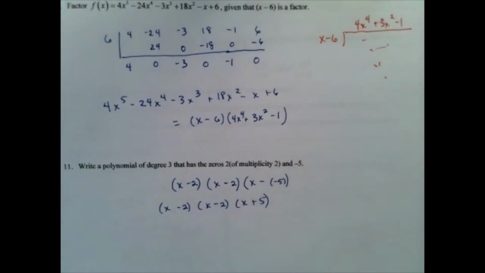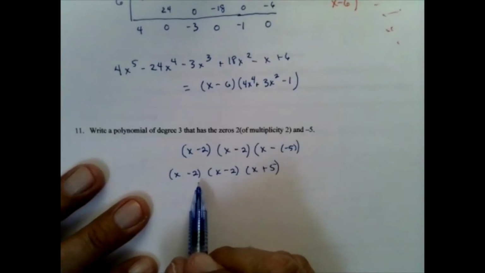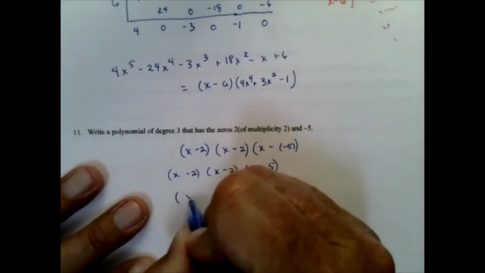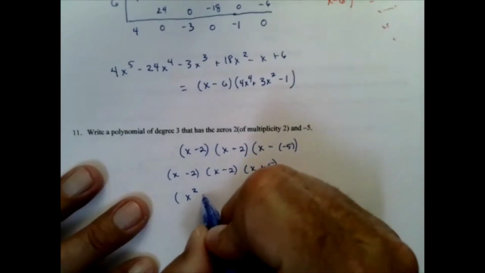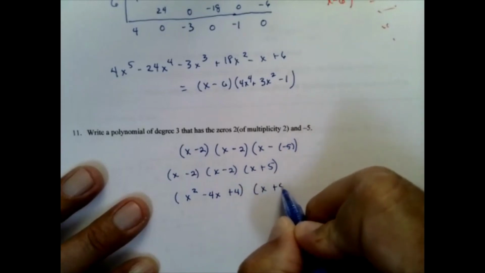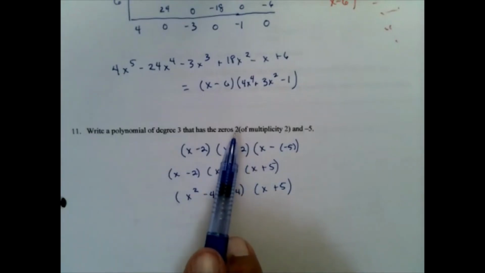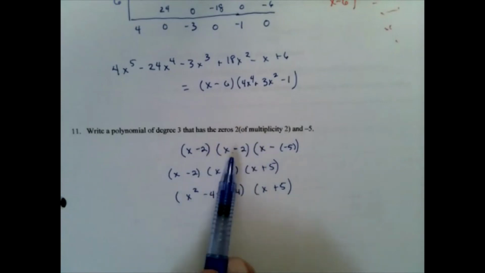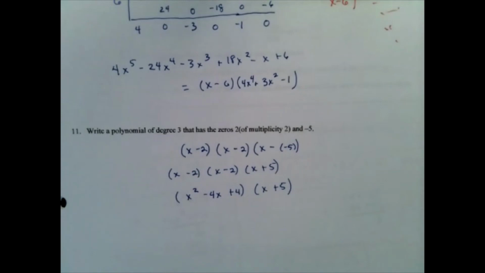What's the polynomial? Well, I'm going to multiply these guys together. I'm going to get x squared minus 4x plus 4. Okay, I'm getting there. So instead of factoring down to here, my zeros are 2, and you notice it's twice, and that's okay. And negative 5, there's a new term, multiplicity.